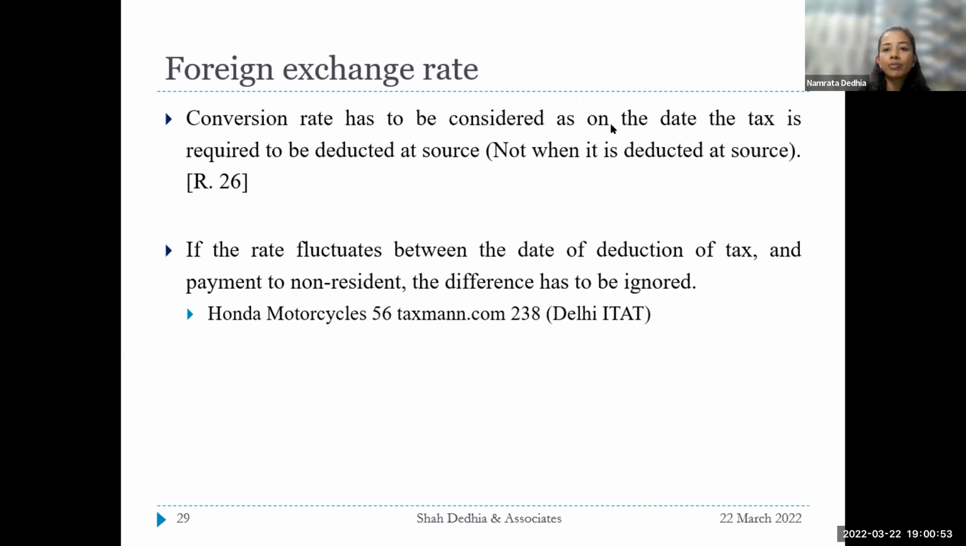So the conversion rate that has to be considered has to be as on the date when the tax is required to be deducted at source. Because your TDS provision applies on the date of payment or credit, whichever is earlier, your exchange rate on date of credit and date of actual payment can be different. So the rate that you have to use for calculation of tax amount has to be the rate as on the date when tax is required to be deducted at source, which is payment or credit, whichever is earlier. Subsequently, if the rate fluctuates when you actually make the payment or when you book the transaction for which you made an advance payment, then you cannot keep revising the TDS amount accordingly. So if the rate changes, the difference has to be ignored.